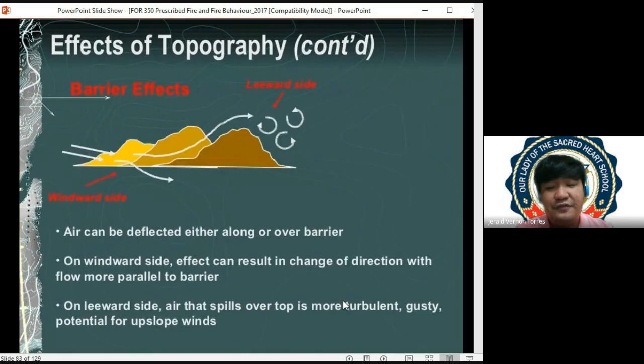So ngayon, may effect din yung physical barrier. So ito, kunyari we have a physical barrier here. So makikita natin yung wind, no? It is transported parallel to the ground here in the windward side of the barrier. Pero sa leeward side, it will be turbulent. So we would expect here na mabilis yung spread ng fire sa windward side, pero intensity ng fire will be greater sa leeward side kasi naging turbulent yung wind speed natin at the leeward side. Kaya one effect ng barrier is that widespread sa windward side, intense sa leeward side.